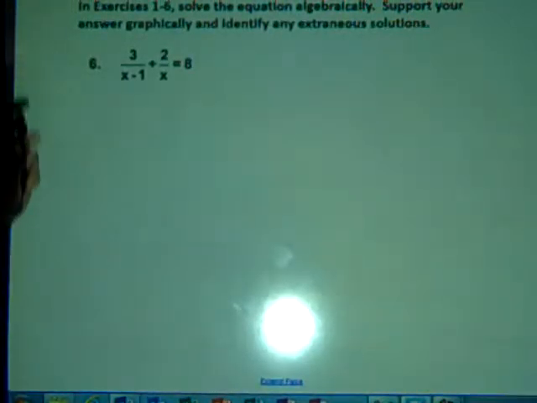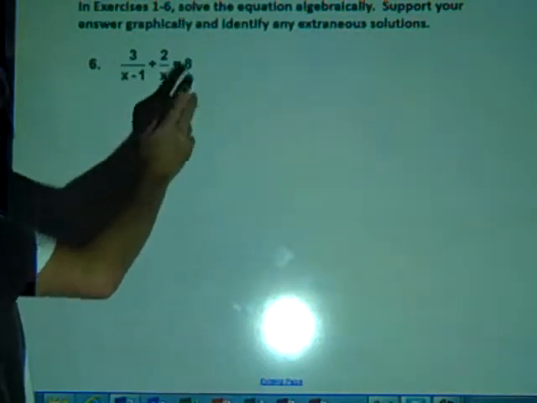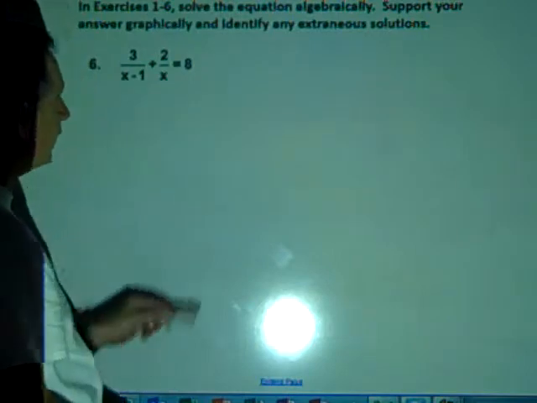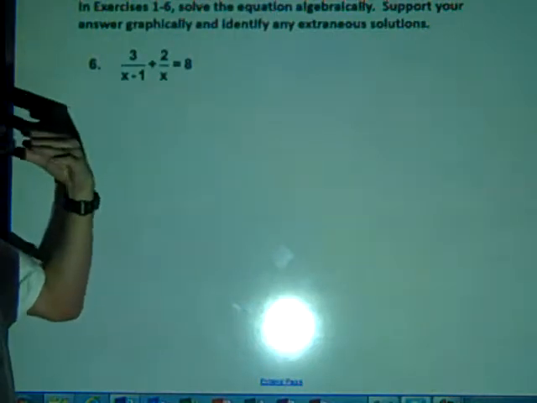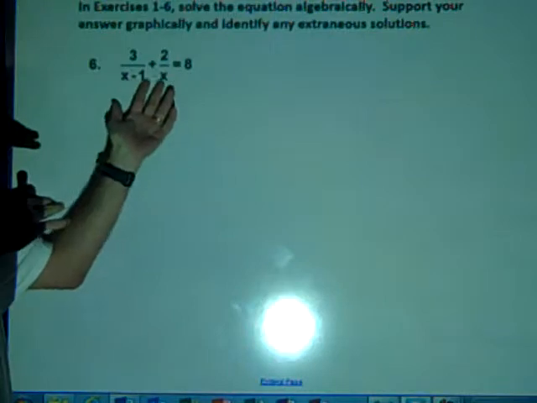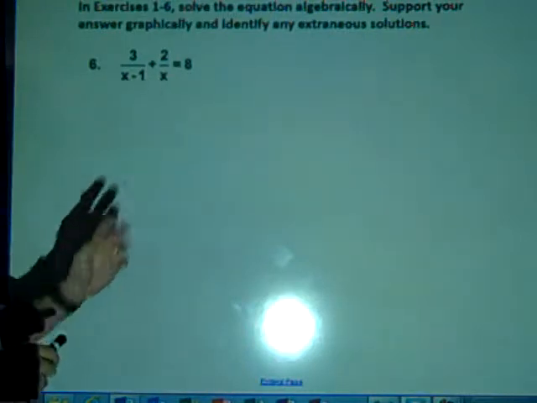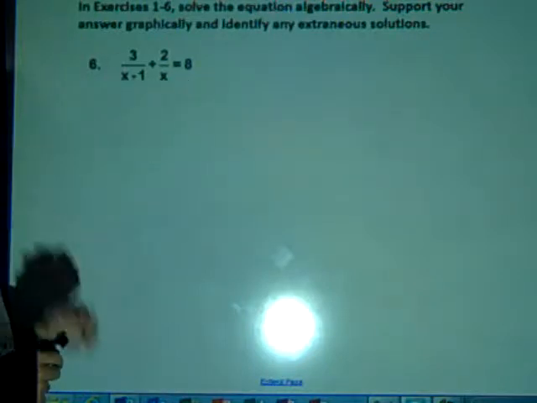In exercises 1 through 6, solve the equation algebraically, support your answer graphically, and identify the extraneous solutions. This is what's called a rational equation. Rational, meaning a variable unknown in the denominator. In this case, we have x minus 1 in the denominator, and here we have x in the denominator.